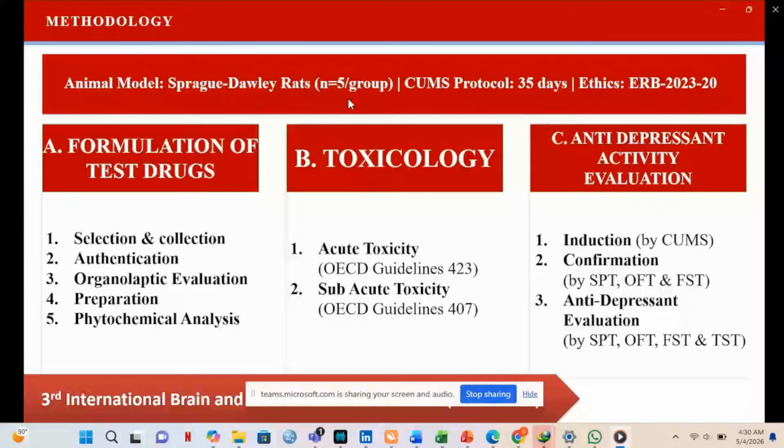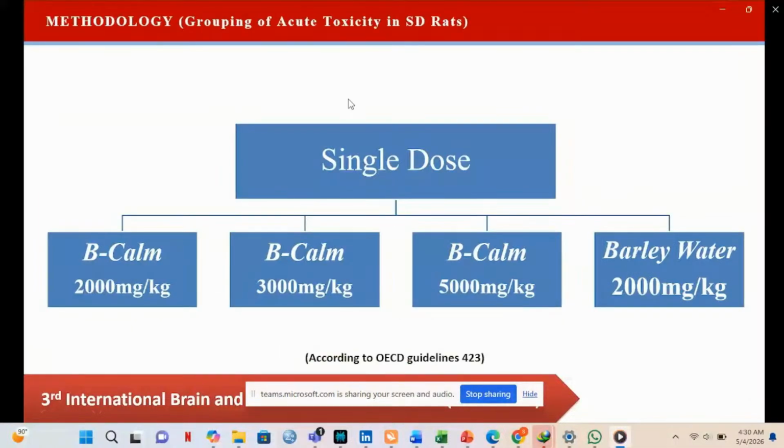Here is the grouping of acute toxicity in Sprague rats. For acute toxicity, a single dose was given. The Becam was given in 3 different doses: 2,000 mg per kg, 3,000 mg per kg, and 5,000 mg per kg, while the barley water was administered at 2,000 mg per kg. And for the subacute toxicity, the repeated dose for 28 days was administered, and Becam was given at 150 mg per kg, 300 mg per kg, as well as 600 mg per kg. And again, the barley water was given at 1,000 mg per kg.